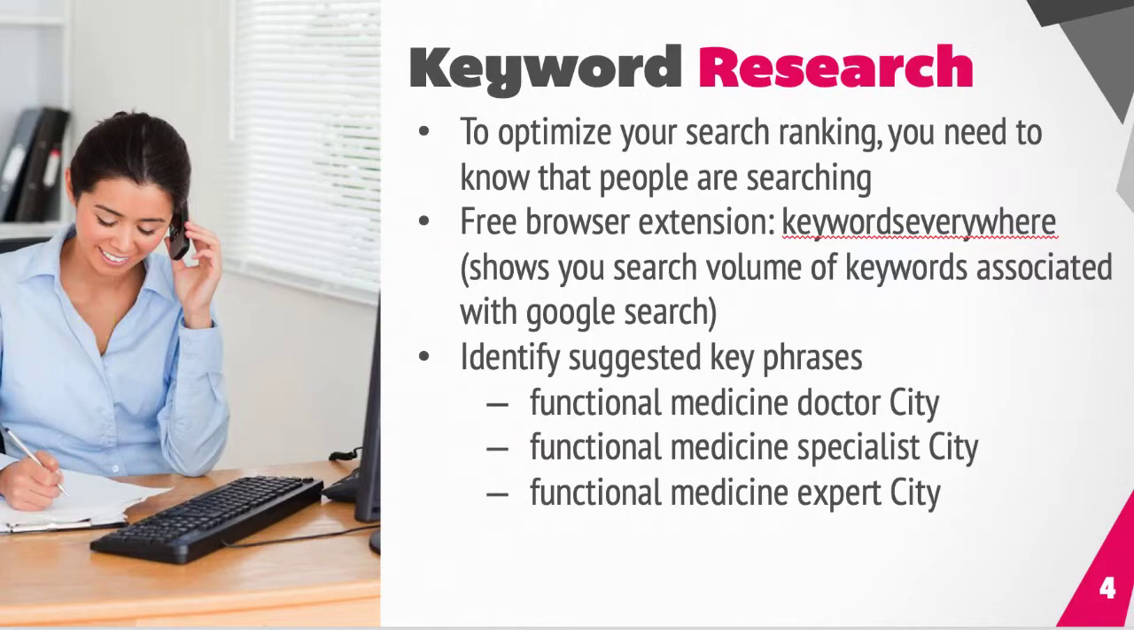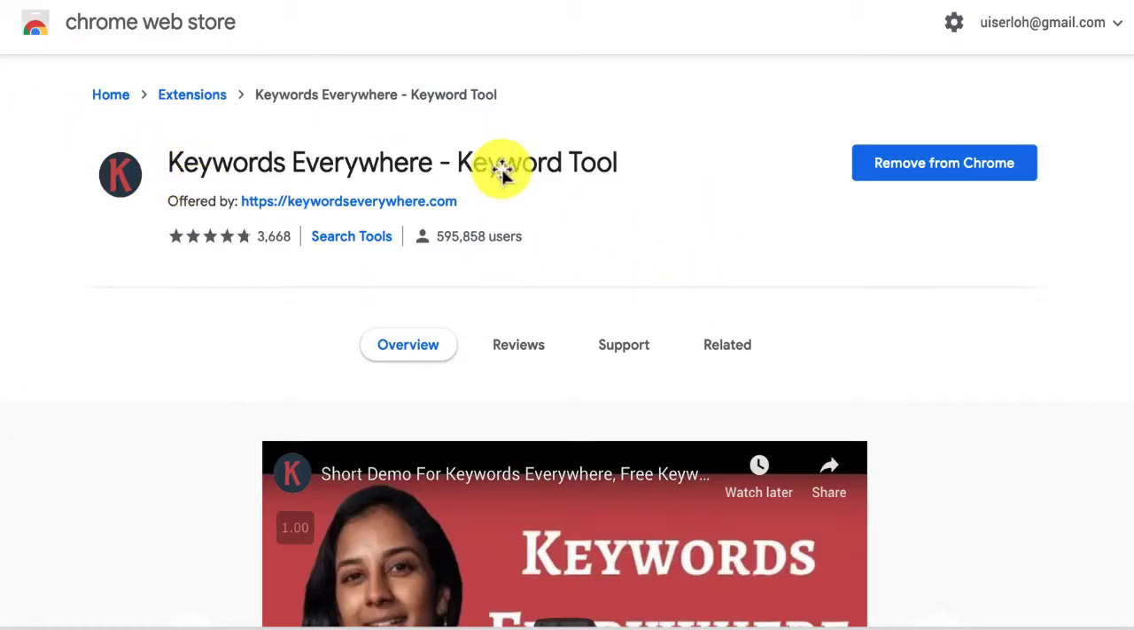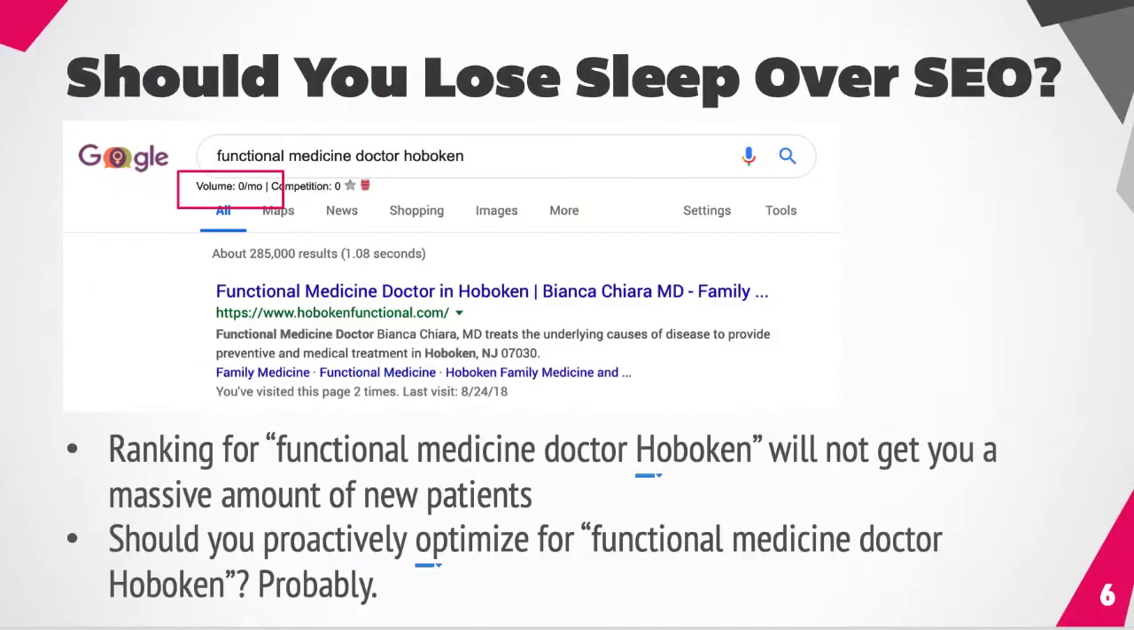And then obviously, as I said before, you install the Keywords Everywhere keyword tool in Chrome. Once you have that installed, you can type in various search phrases and see what the monthly volume is, and then make a decision whether you want to actually optimize your website for that keyword.